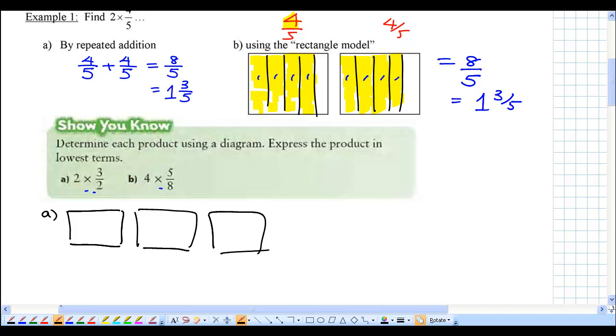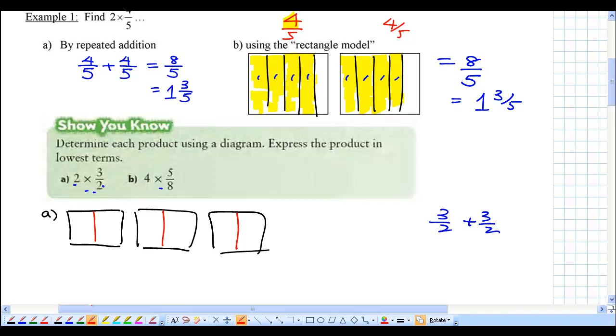Let's do this together. So let's see what this means. For part A, it's 2 times 3/2. So that means it's the same thing as 3 over 2 plus 3 over 2. Now, how do I show 3/2 or 3 over 2 in diagram mode? What's one of these rectangles equal to? That's one whole thing. But wait a minute. My denominator here is 2. So what should I do with each of these rectangles? Split it up into how many pieces? 2 pieces. Excellent. Do that, please.